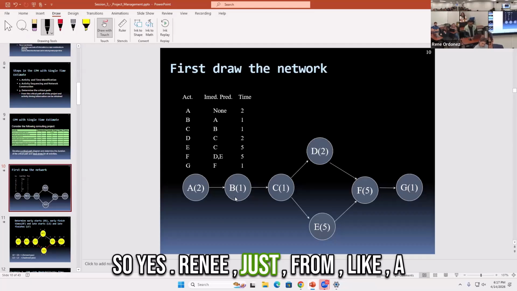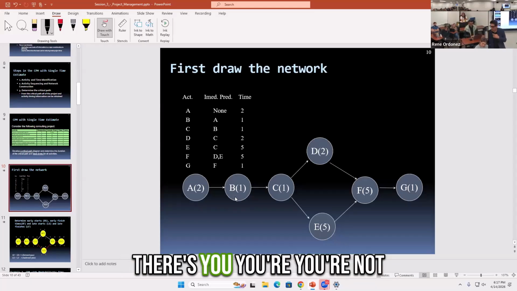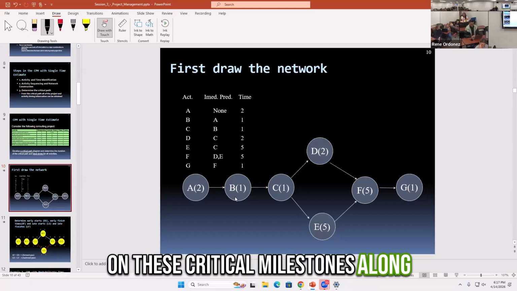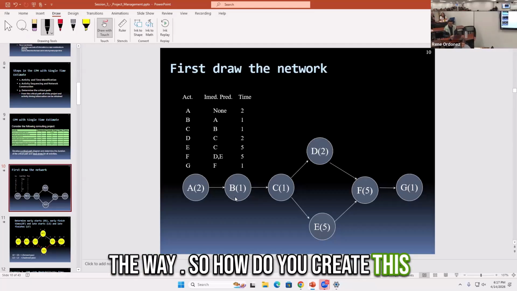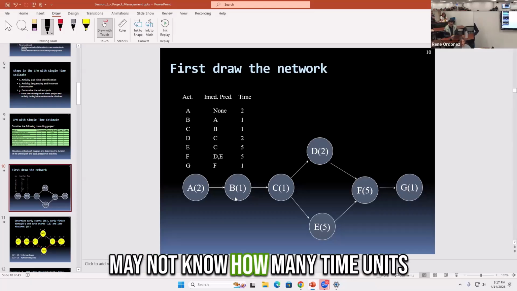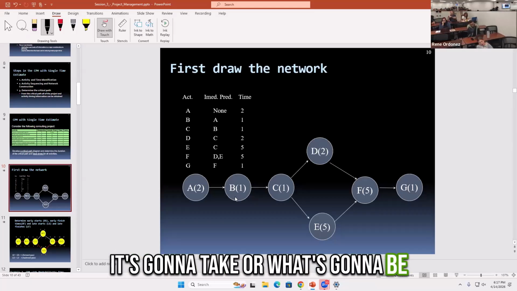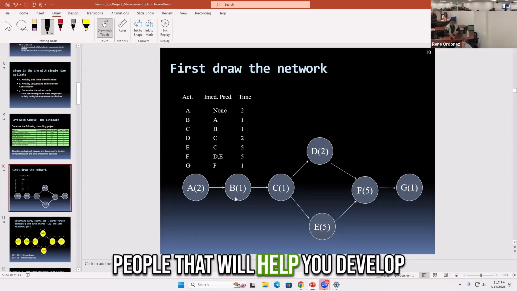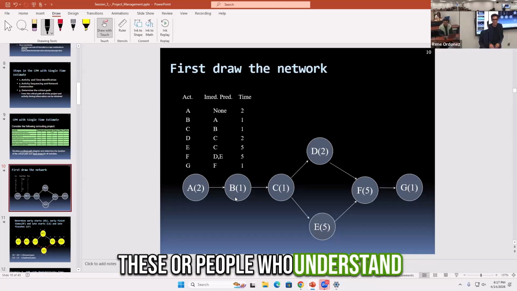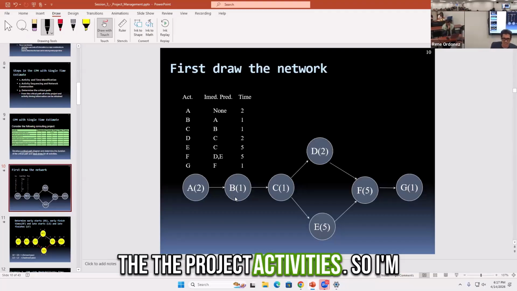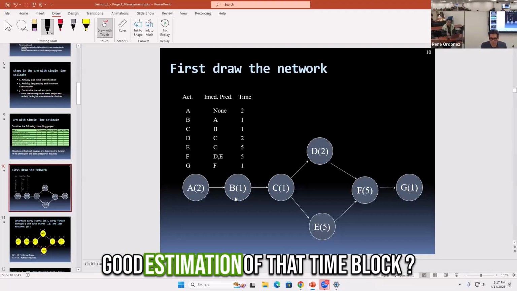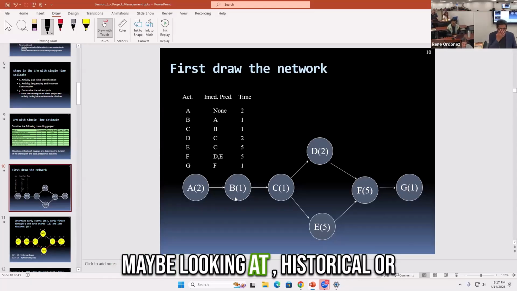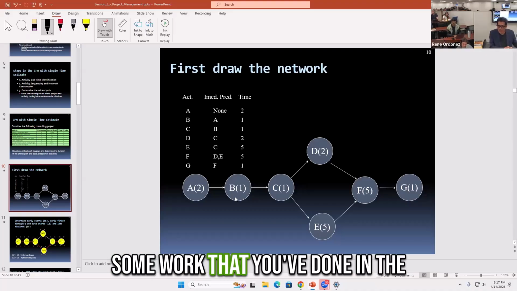So yes, Renee, just from a project manager perspective, you're not necessarily a subject matter expert on these critical milestones along the way. So how do you create this network first approach when you may not know how many time units it's going to take or what resources will be needed? Well, that's part of being a project manager. You'll have people who will help you develop these, or people who understand the project activities. So I'm just curious, how do you get a good estimation of that time block? It's as good as maybe looking at historical data or some work that you've done in the past.